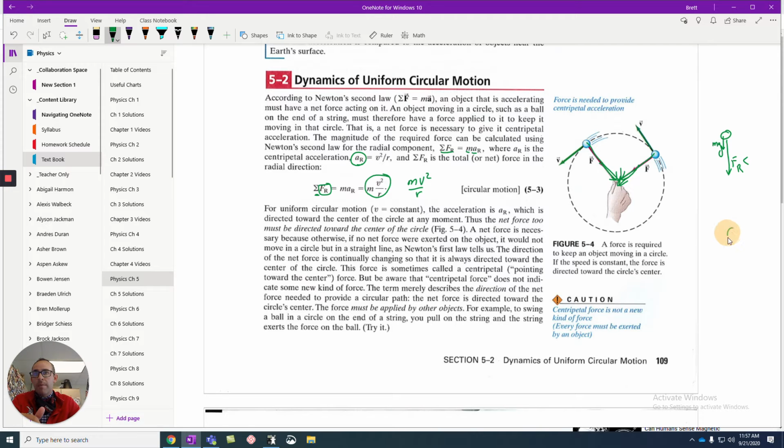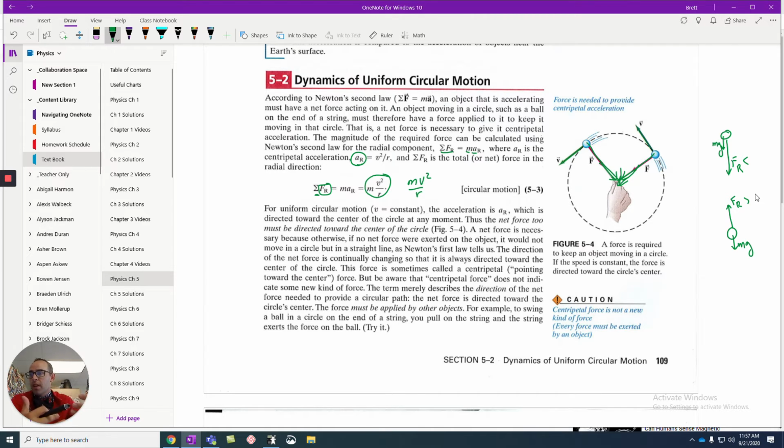Same sort of thing happens down here at the bottom. When I'm pulling up, I need my centripetal force to overcome gravity, which is pulling down. So now I'm going to have a much larger pull towards the middle in order to get the mv squared over r to stay constant.